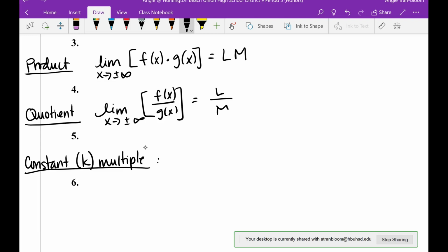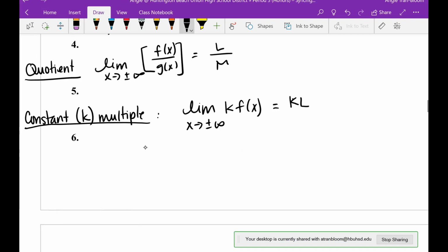Okay. So as limit approaches positive or negative infinity of some constant, let's call k, times f of x. This is the same thing as, that's right, k times L. Oh, look, I can't even write L. Okay, k times L. There you go. And last one, guess what your notes on page 3 said? Power. You have a power.